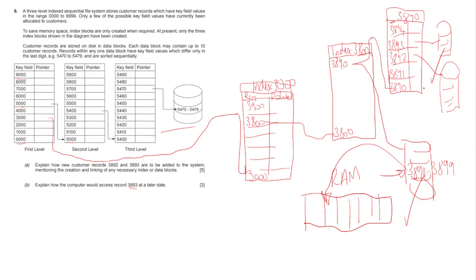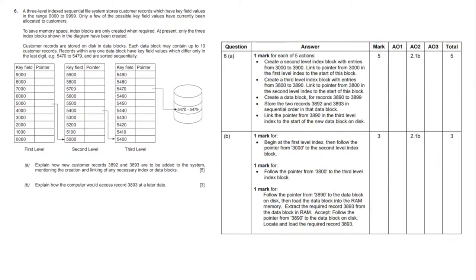If there's not a lot of data and you've got lots of indexes, there's a lot of wasted space. All that's wasted memory. That's the main disadvantage for me. Lots of wasted data. That's only if your multi-level index is not being used efficiently, it's not full. It performs better when it's got more data in it.